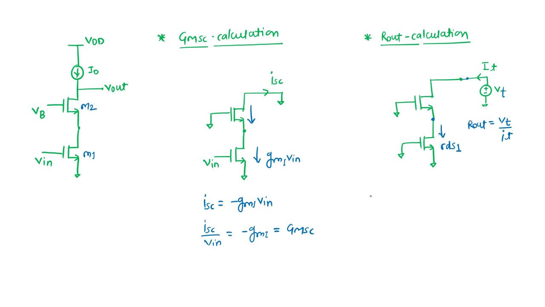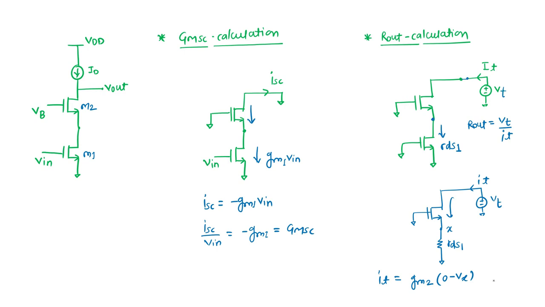RDS of 1. Okay, so another way of writing this structure is like this. I can write this as RDS of 1, and here we have applied this test source VT. So this current IT is flowing across this. What you can see is, if I consider this as Vx, then IT is equal to GM of 2 times (0 minus Vx).